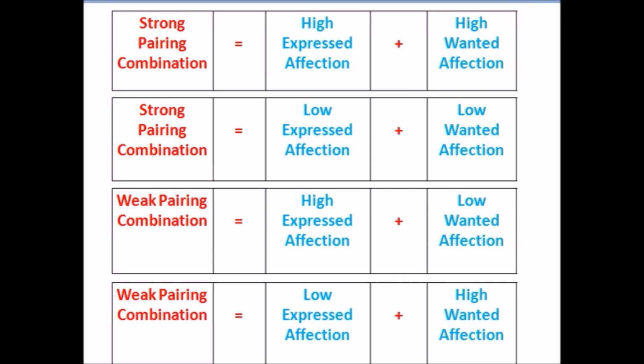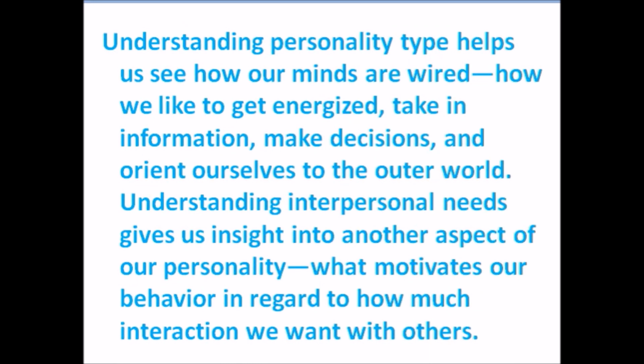So these were specific combinations of results that are considered to be especially strong or especially problematic when the interactions happen between people. Last, it's very important to know that understanding personality type helps us see how our minds are wired, how we like to get energized, take in information, make decisions, and orient ourselves to the outer world. Understanding interpersonal needs gives us insight into another aspect of our personality, what motivates our behavior in regard to how much interaction we want with others.